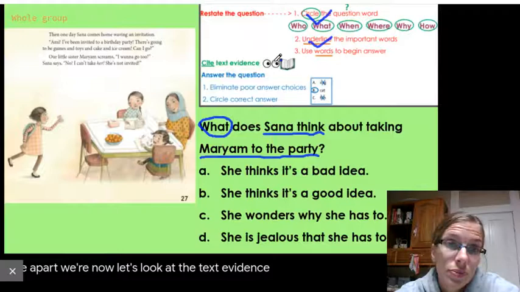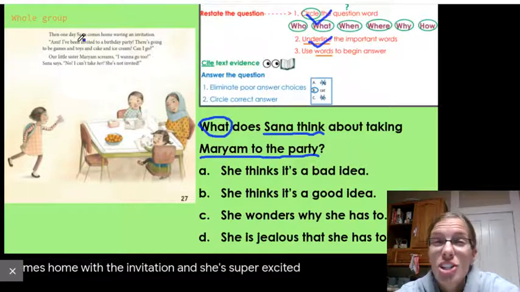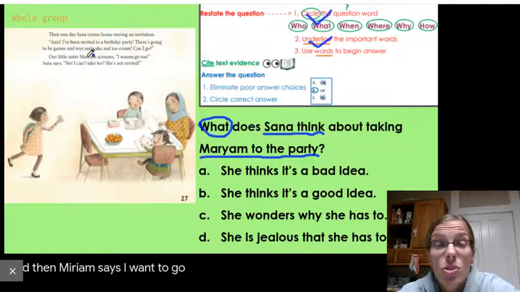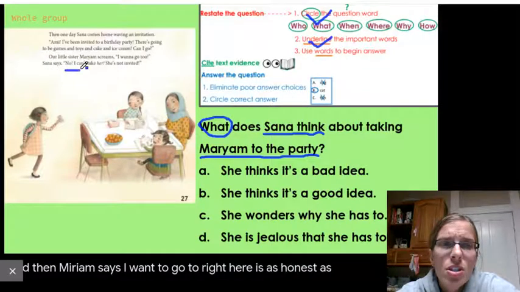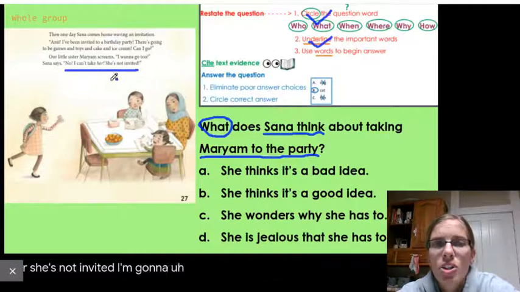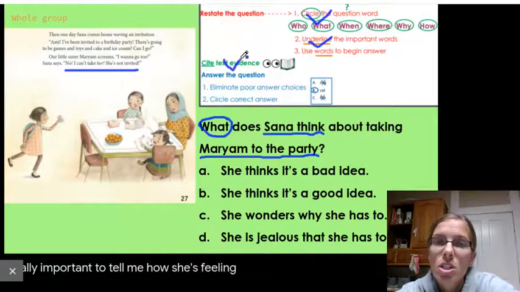Now let's look at the text evidence. So at the beginning, Sana comes home with the invitation and she's super excited to go to that party, right? And then Miriam says, I want to go too. Right here it says, Sana says, no, I can't take her. She's not invited. I'm going to underline that part there because I think that's really important to tell me how she's feeling. So I cited my text evidence.